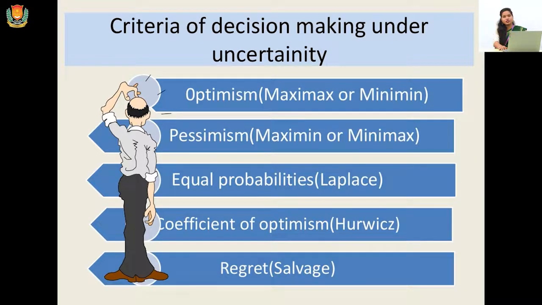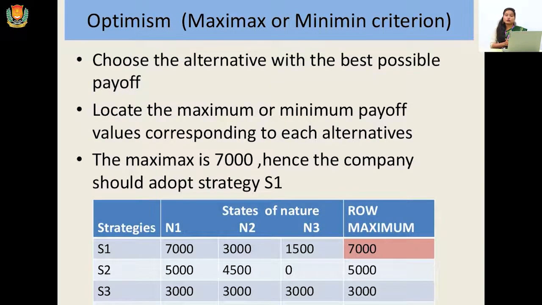Okay, so there are five criteria on which our decision under uncertainty depends. The major ones are optimism, pessimism, equal probability, then we have to calculate the coefficient of optimism, which we also know as Hurwicz's criterion, and regret. These five criteria are what our decision criteria depend upon. So let's start with the first one, that is optimism.